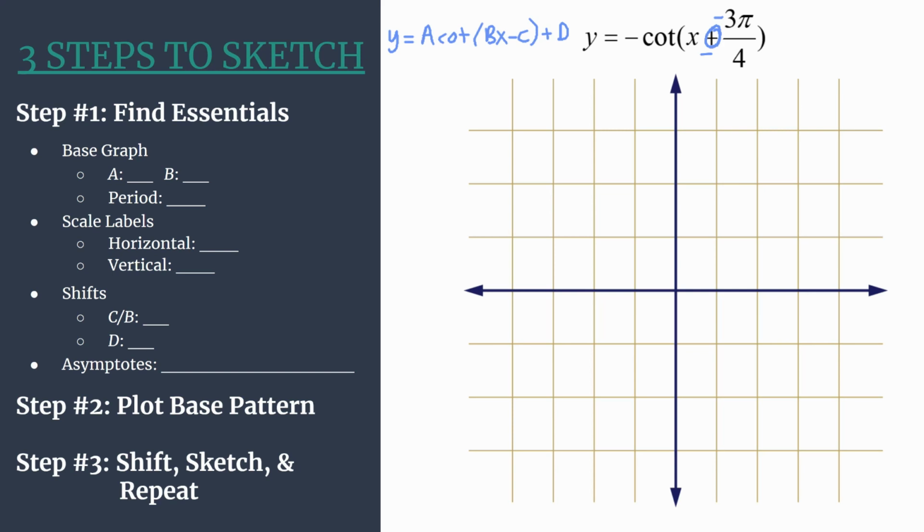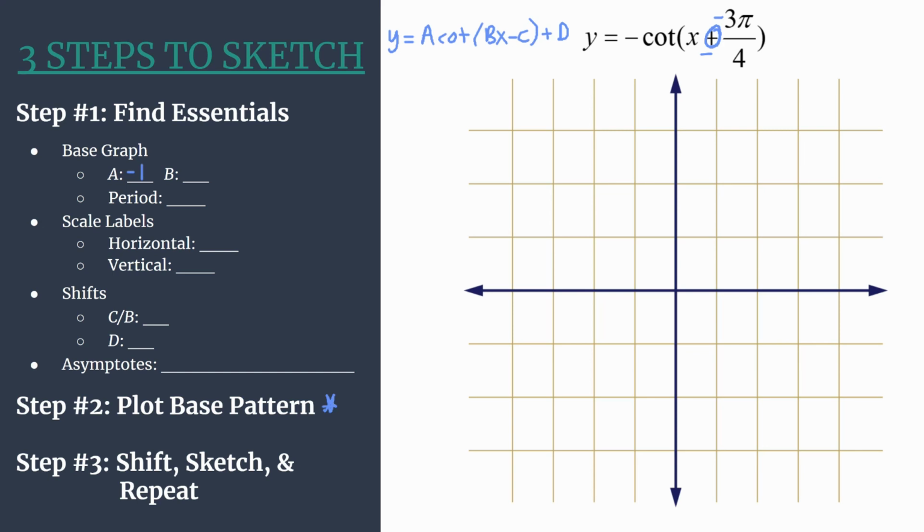We see that our value a is just that leading coefficient, the constant in front of cotangent. It's an understood -1. So we'll mark that. That's going to help us with our y coordinates of our curve setting points in the base pattern. And the negative is going to make it a reflected or a vertically flipped graph from the parent function cotangent x. So I like to put a little star there just to remind myself it's going to be a flipped version of the cotangent graph.